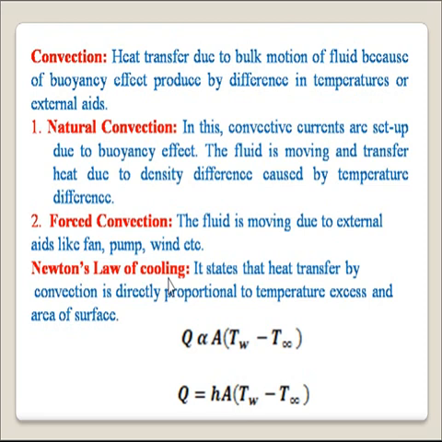Example is heat transfer in heat exchangers, in which the hot and cold fluids are circulated by pump, and when wind is blowing over the hot body and the body transfers heat, that is also an example of forced convection. An example of natural convection is the cooling of hot body in still air.